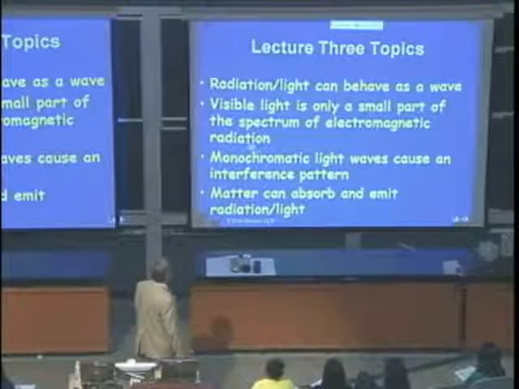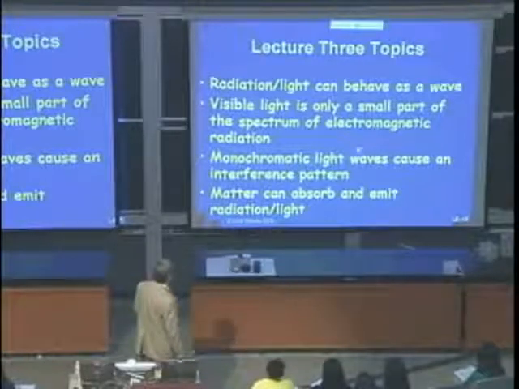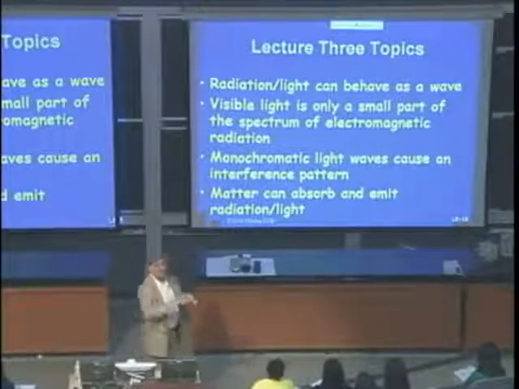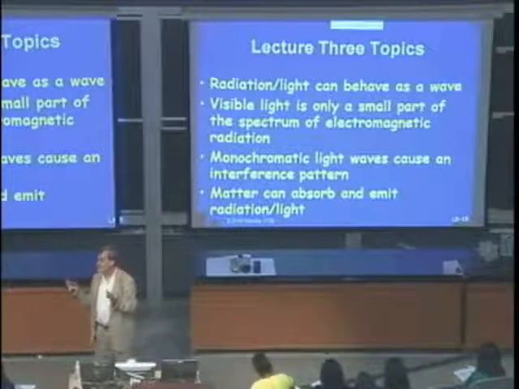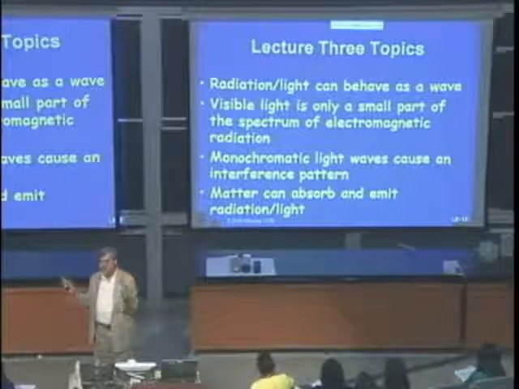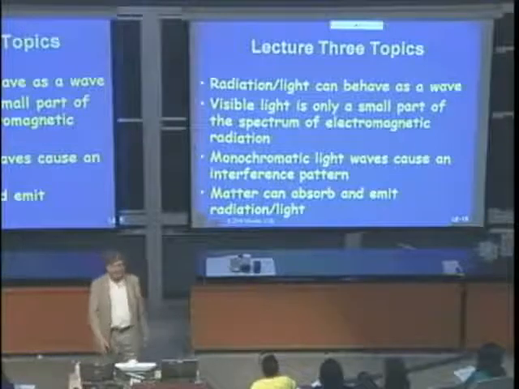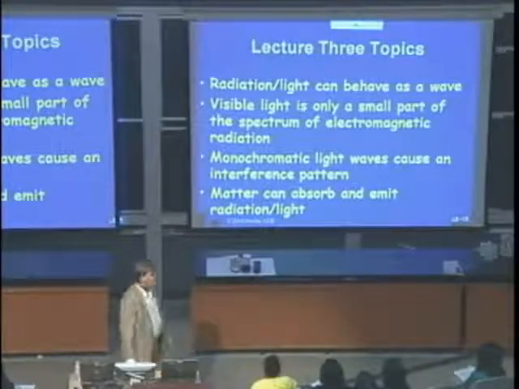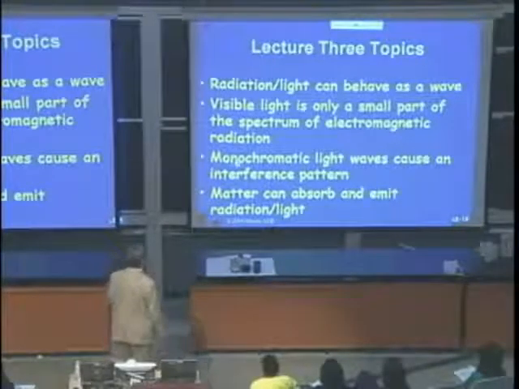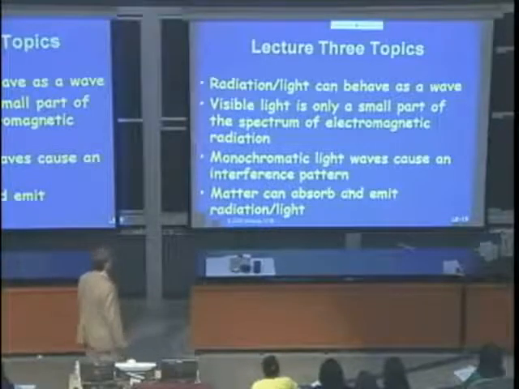So you knew that when you have monochromatic light, it can interfere with itself. Monochromatic means light of one particular wavelength. It doesn't matter which wavelength, but it's got to be visible for us to see it interfering. And there can be constructive and destructive interference. And matter can absorb and emit radiation, light.